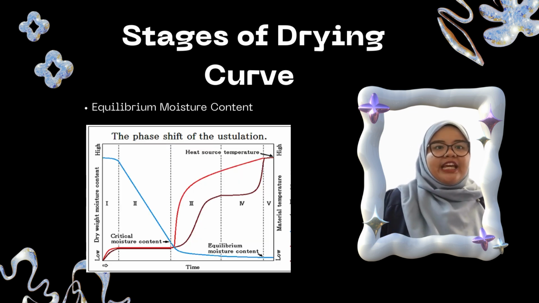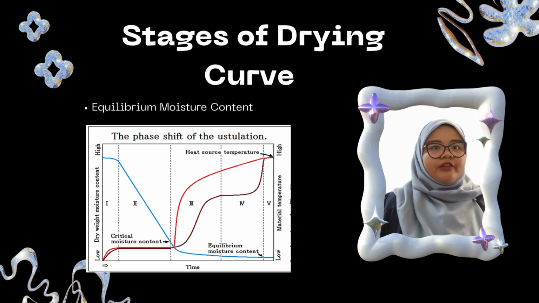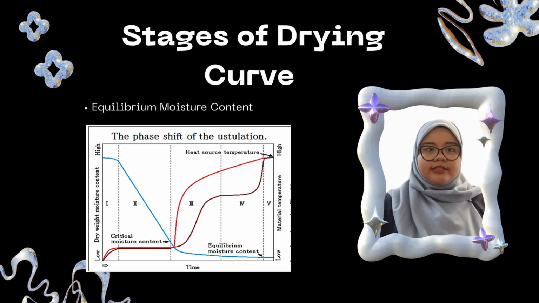Next, we move to EMC. EMC in the context of a drying curve stands for equilibrium moisture content. The equilibrium moisture content is the point at which the material being dried can no longer lose moisture to the surrounding environment because it has reached a balance with the ambient conditions of temperature and humidity. This is the final stage in the drying process, where the moisture content of the material remains constant.